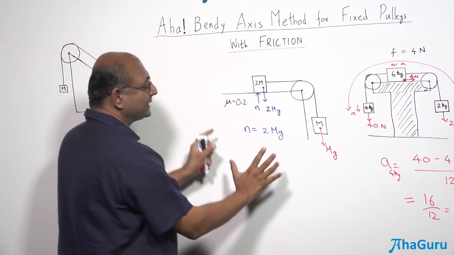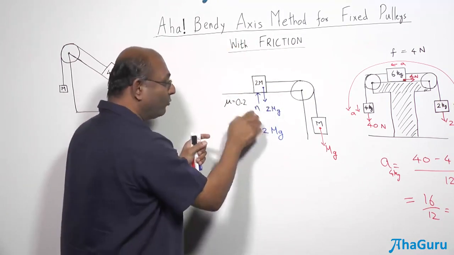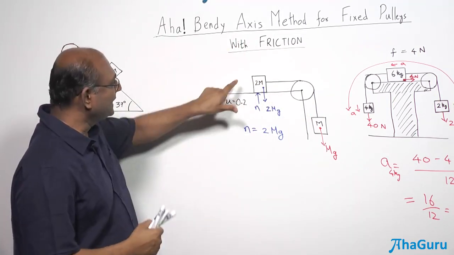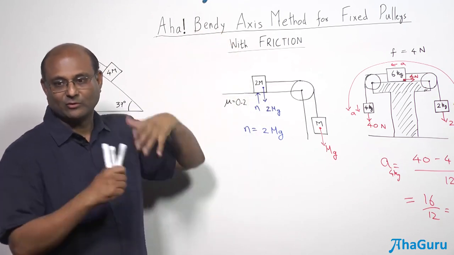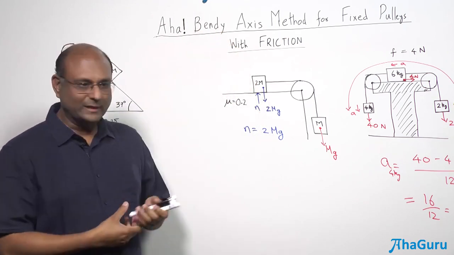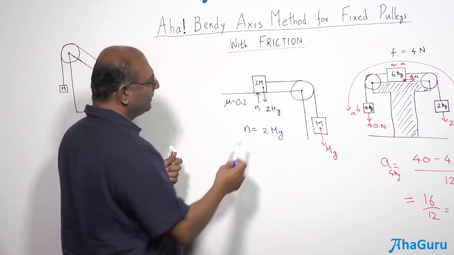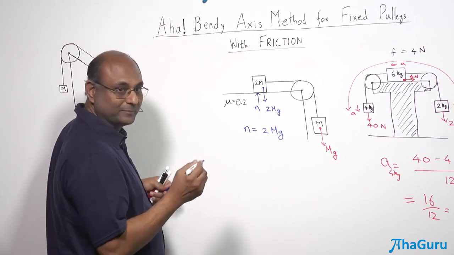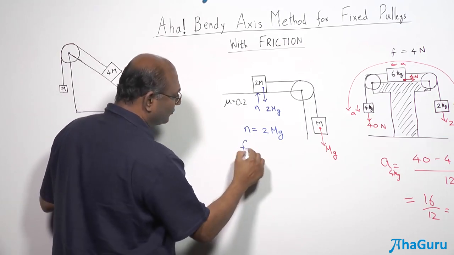If this whole system was in a lift going up, then N won't be equal to 2 mg, because this guy will have an acceleration upwards. So you'll have to do that calculation. I'm hoping you know this, otherwise we'll learn it another time. But basically now if I know that N is 2 mg, then what is the friction force?